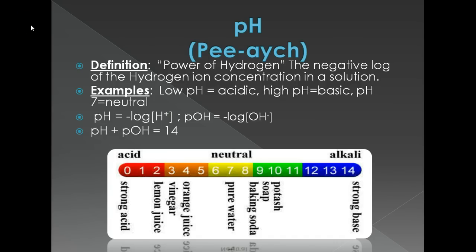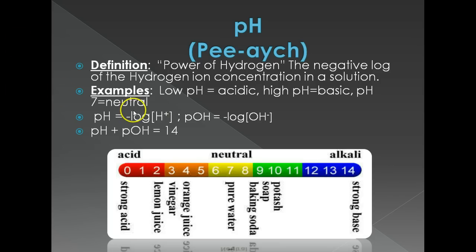Acids and bases. So pH is the power of hydrogen. That's the negative log of the hydrogen ion concentration in the solution. So something with a low pH is acidic, something with a high pH is basic or alkali.